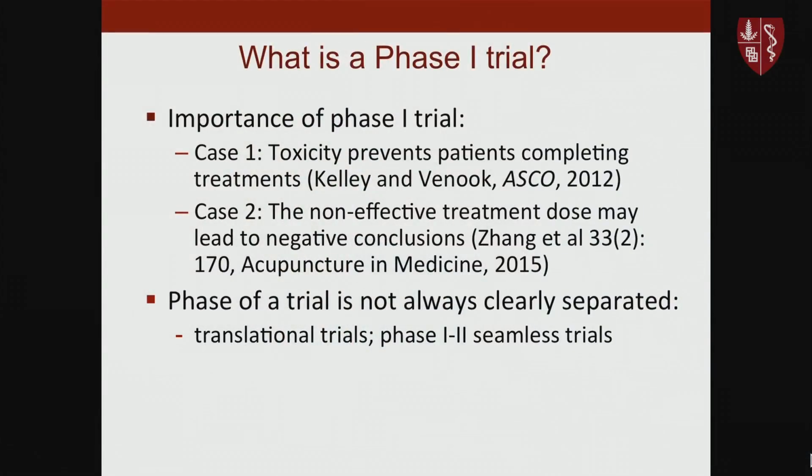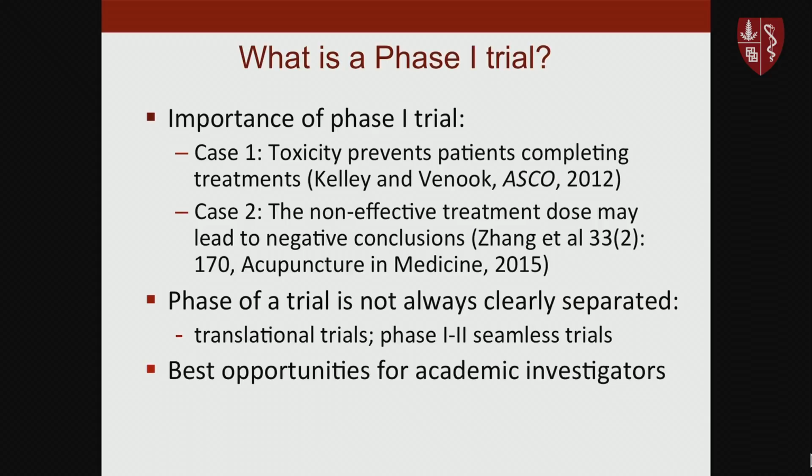I also want to mention that phase 0, phase 1, phase 2 is kind of a continuum. It's not always clearly cut. There are also translational pieces. You can view it as phase 0 or as phase 1. But there are also increasingly what we call seamless phase 1-2 trials, where at a later stage you keep the patients in phase 1 and start to evaluate the efficacy component. It's also the best opportunity for university investigators to be involved in this kind of early stage, because you may have more knowledge about innovative agents from your lab and so on.